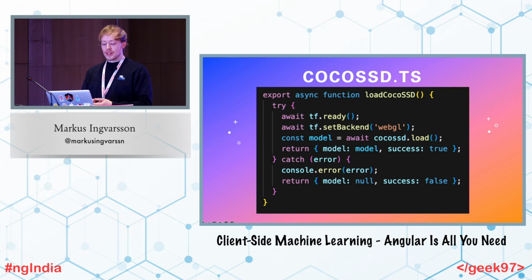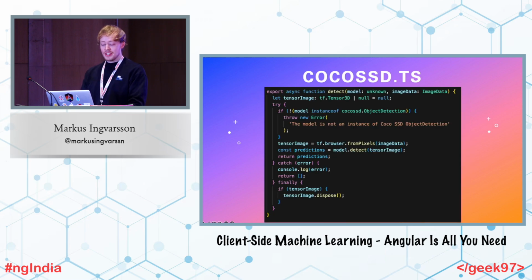We have a function here, loadCocoSsd, nothing fancy going on here. We set the browser's backend to use WebGL if it's possible, and then we just load the model and return the success status. Then we have this detect method that takes in the model, and it takes in the image data that we get from the video. We take the image data and we convert it to a tensor. You can just think of it as a different representation really. And then we try to take the tensor and see if we detect any objects in it. And then we just return the predictions.